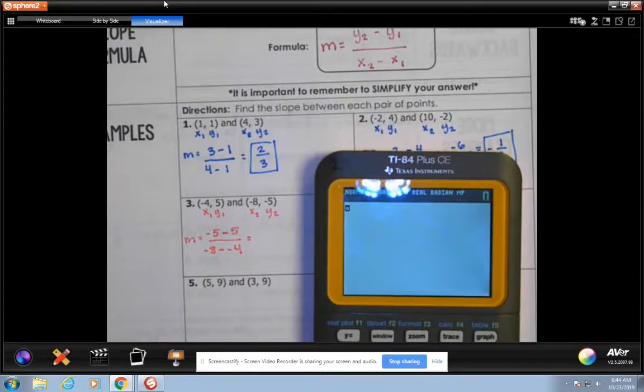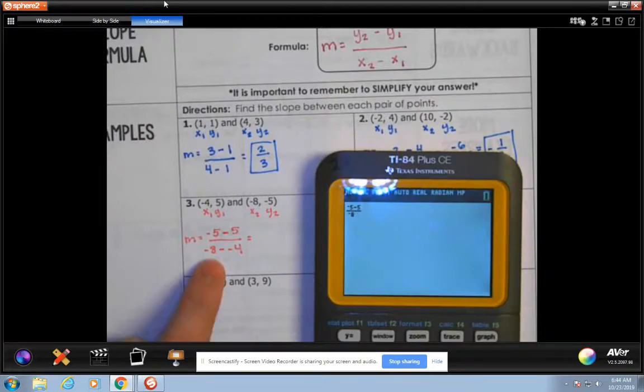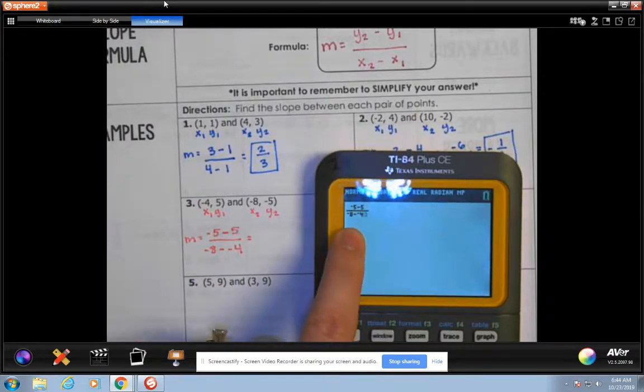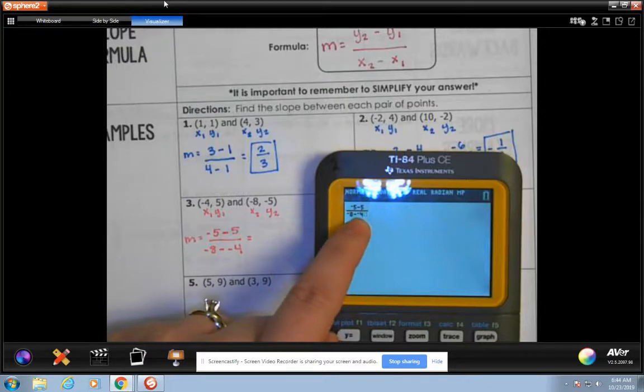So I'm going to hit alpha x to get a fraction. Now on top, I'm going to type in this math problem. Negative 5 minus 5 over negative 8 minus a negative 4. Okay, do you see the difference in those negatives on my calculator? The subtraction sign is bigger and the negative is smaller and a little bit up. Okay, so then we can hit enter.